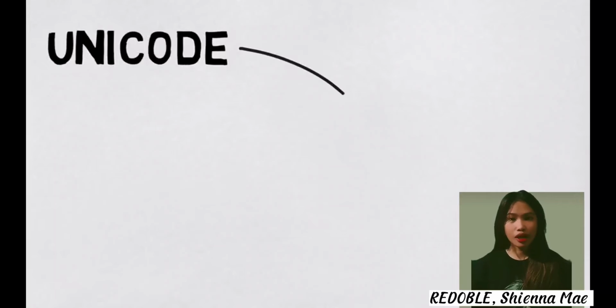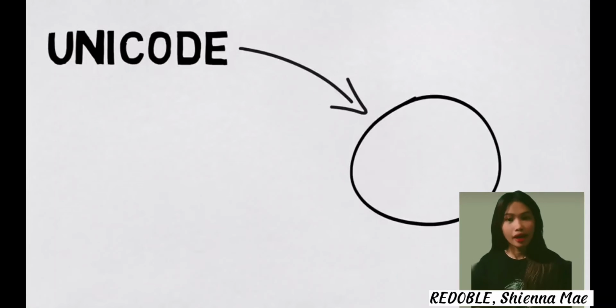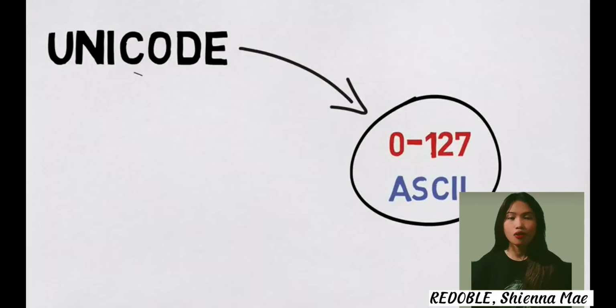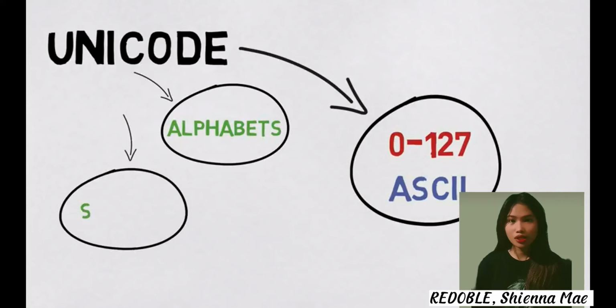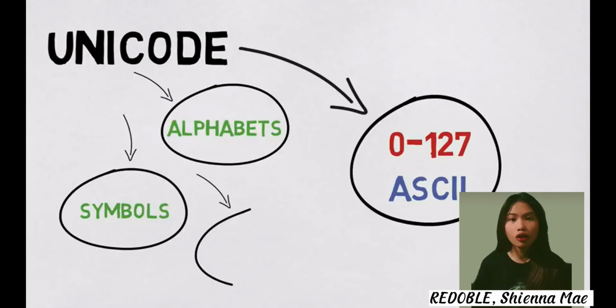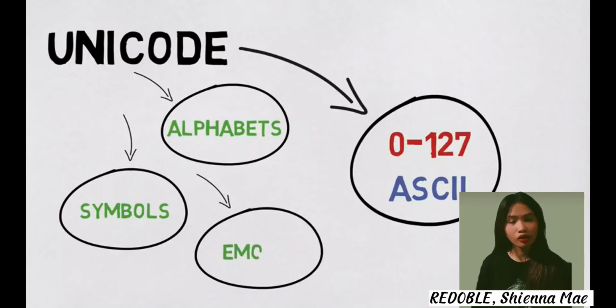The answer is that we use Unicode. Now, Unicode is exactly the same thing as ASCII for all of the characters 0 to 127, but Unicode can use more bits than ASCII, and so it can represent a wider range of different symbols, so it can include all of the alphabets, a much wider range of symbols, as well as a wide and growing range of emojis.